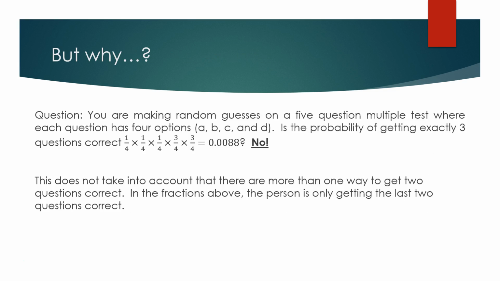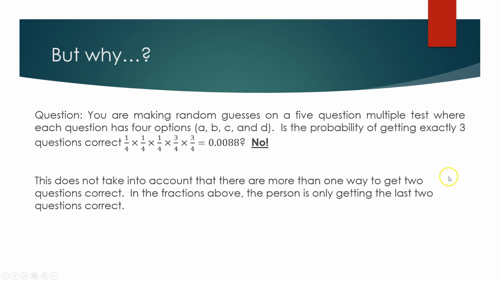So you're making a random guess on a 5-question multiple choice test where each question has 4 options A, B, C, and D. Is the probability of getting exactly 3 questions correct 1/4 times 1/4 times 1/4 times 3/4 times 3/4? I don't even want anybody to think about it. The answer to this question is no, but it's very easy to lead yourself into temptation and say, hey, yeah, that makes sense, because you are getting 3 questions correct and 2 questions incorrect.